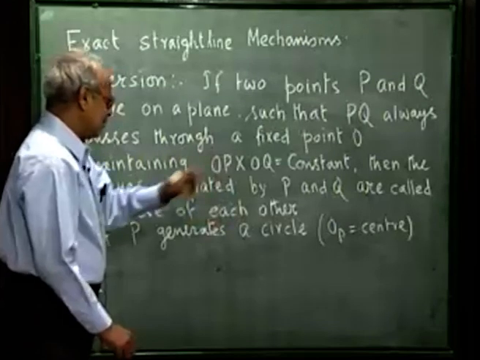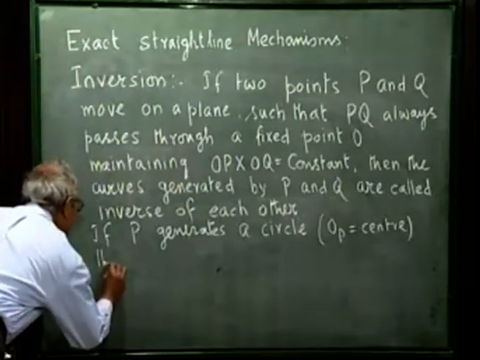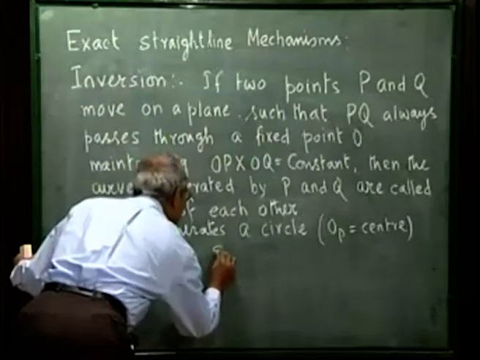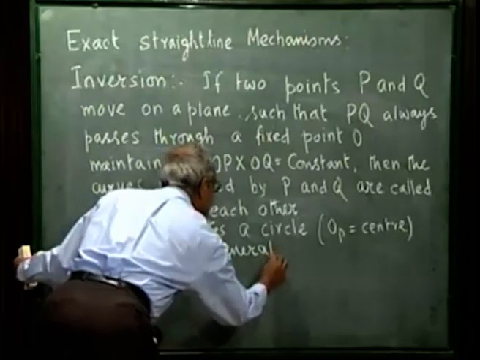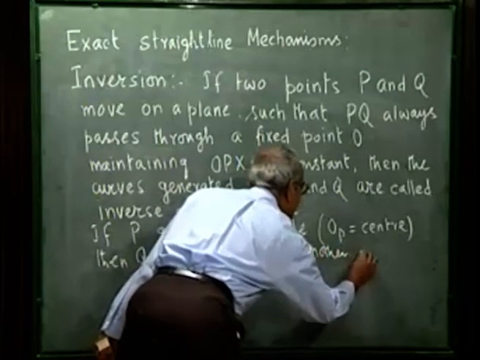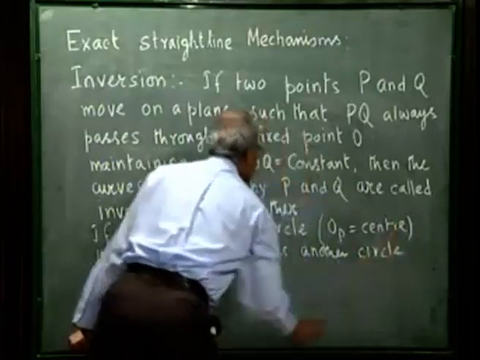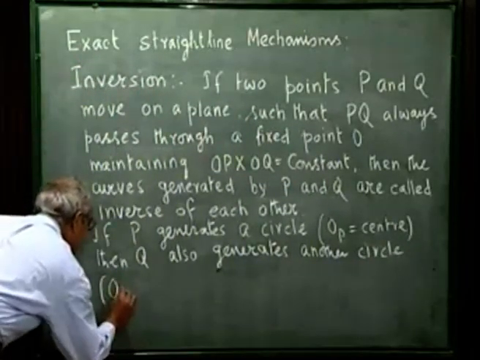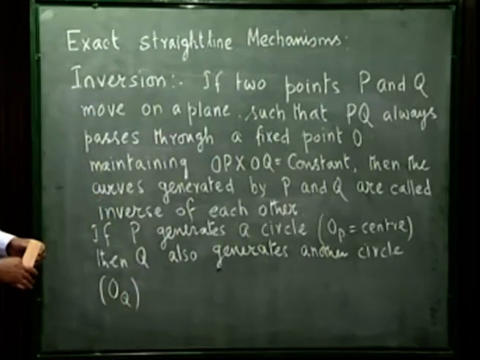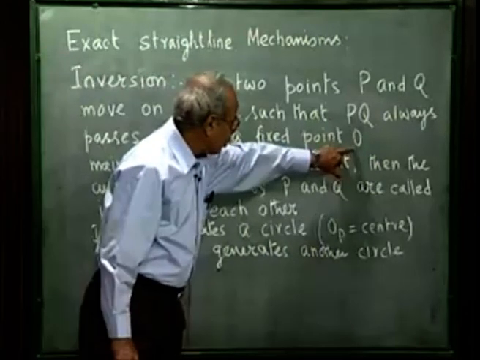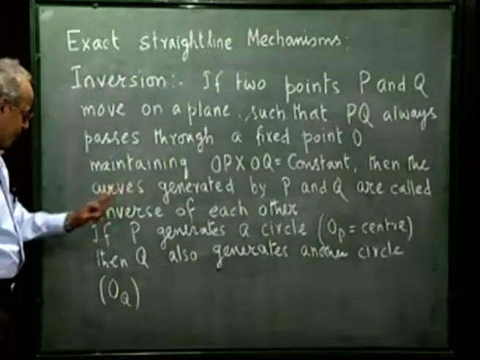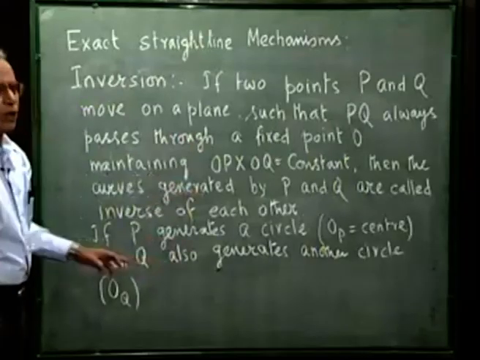If P generates a circle with OP as center, then Q also generates another circle, and vice versa. Say the center of this circle is OQ. It can be shown then these 3 points, fixed point O, the center of the circle generated by P, which is OP, and the center of the circle generated by Q, that is OQ, also will be collinear.